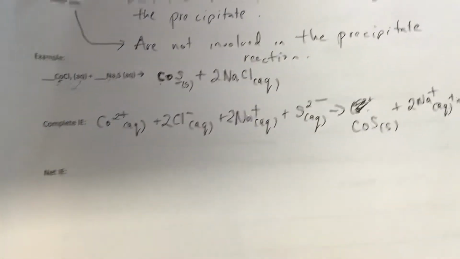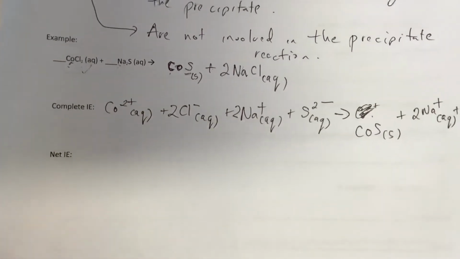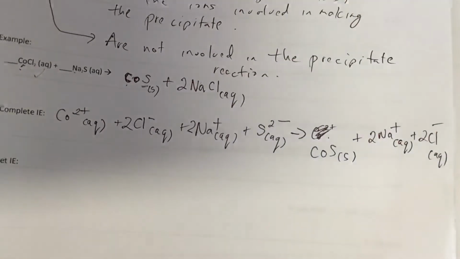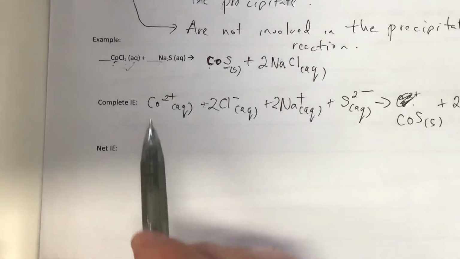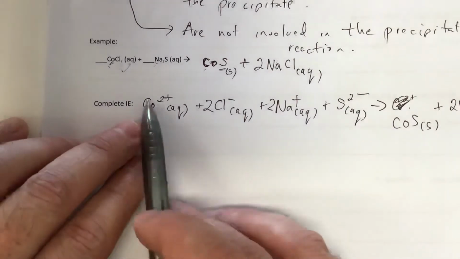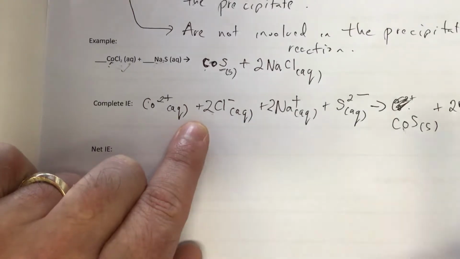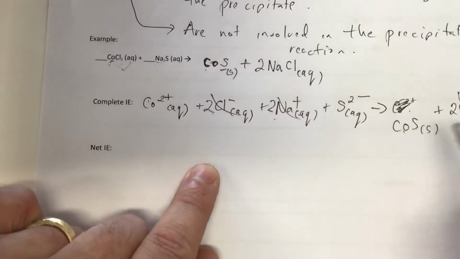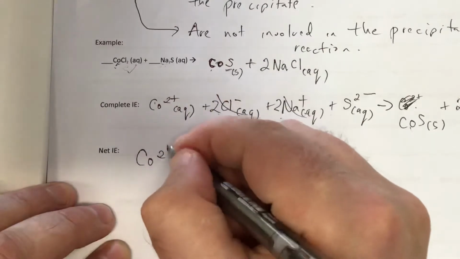Okay, so the net ionic equation, what do we need to do? We need to make sure we cancel all of this stuff out. So we're going to cancel it out. Cobalt, but cobalt's involved, so I'm not going to cancel that out. 2 chlorine, that's going to cancel. 2Na, and so on. So our complete is cobalt 2 plus.